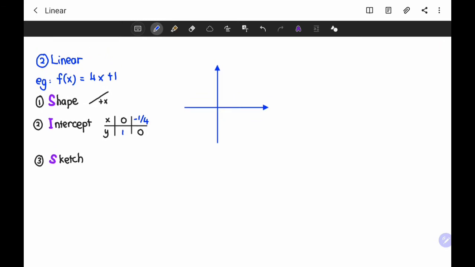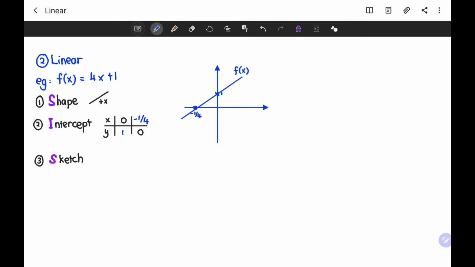Okay, then kita letakkan point (0, 1). So di sini (0, 1). Ni point, saya pangkah. Then (-1/4, 0). Di sini negative 1 over 4. Okay, kita tahu dah shape dia naik ke atas. So kita pun tariklah, naikkan ke atas. Okay, siap graf yang pertama. Dan jangan lupa labelkan this one f(x).